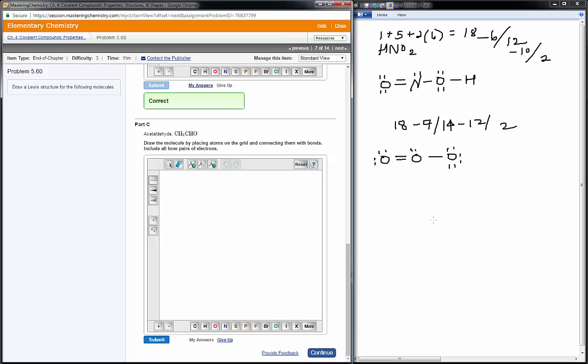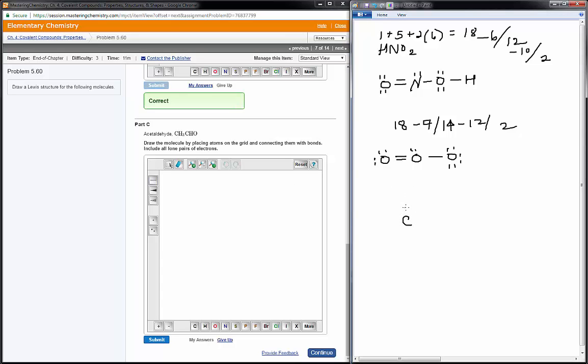And finally, acetaldehyde, CH3CHO. This is a condensed structure. They're trying to tell us something about the way that the atoms are connected by grouping together the hydrogens with the carbon that they're bound to. You're going to see more of that in Chemistry 1120.